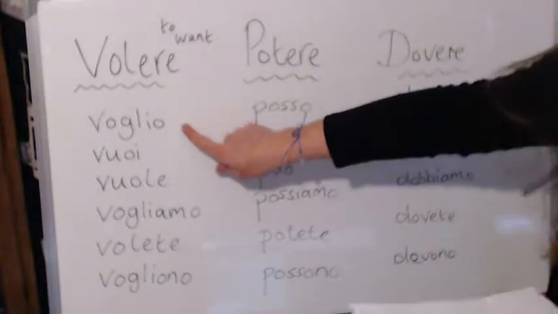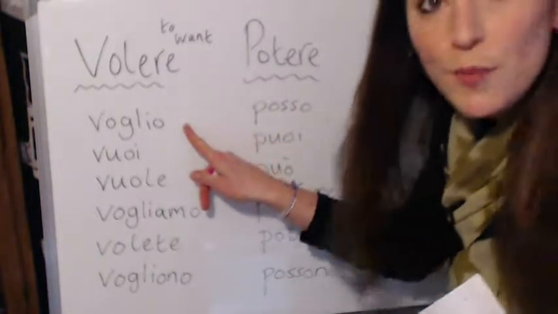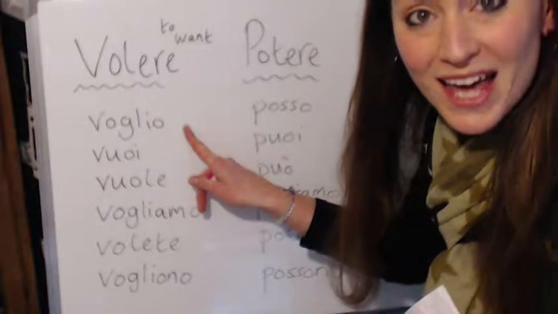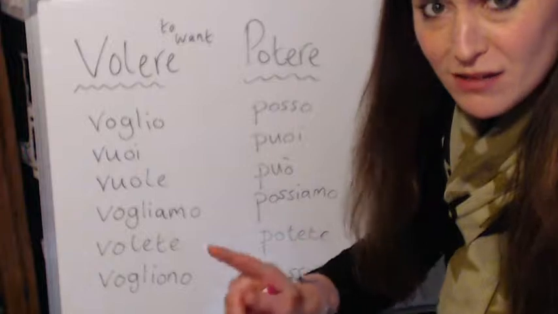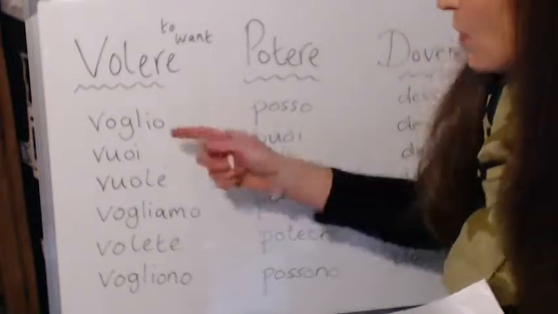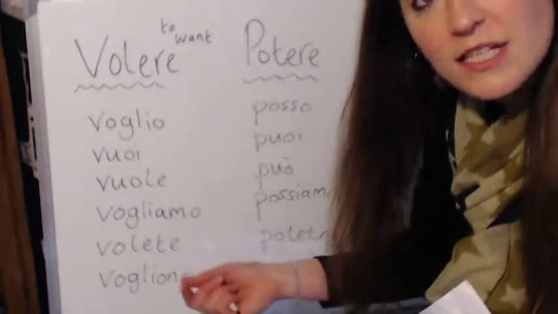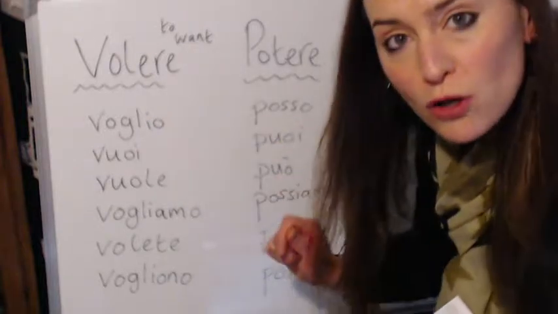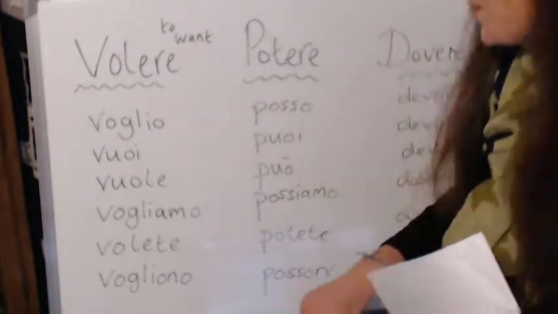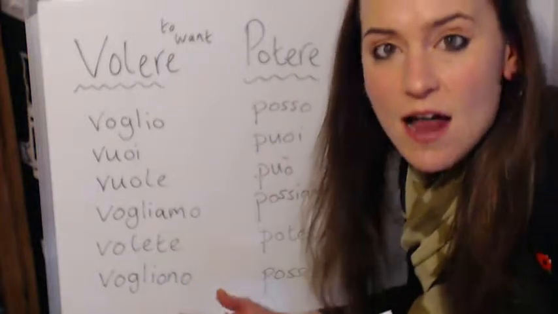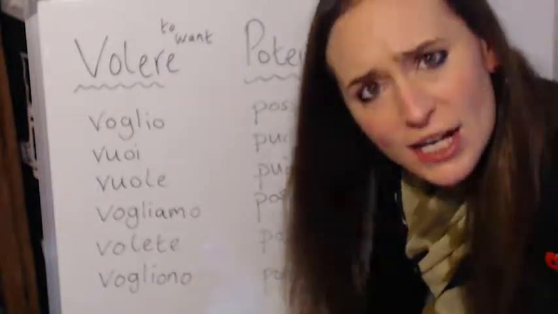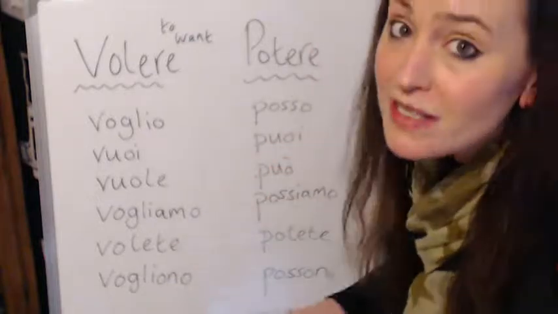But voglio, let's see. Voglio pagare. I want to pay. Non voglio andare. I don't want to go. You can put non in front of it and make it negative. Voglio, I want. Non voglio, I don't want. Voglio pagare. Voglio andare. Voglio mangiare qualcosa. I want to eat something.